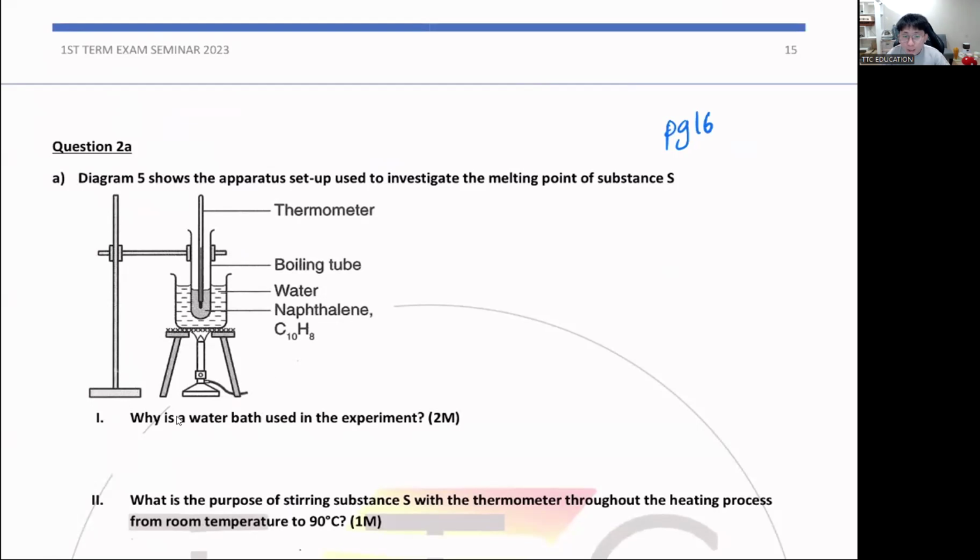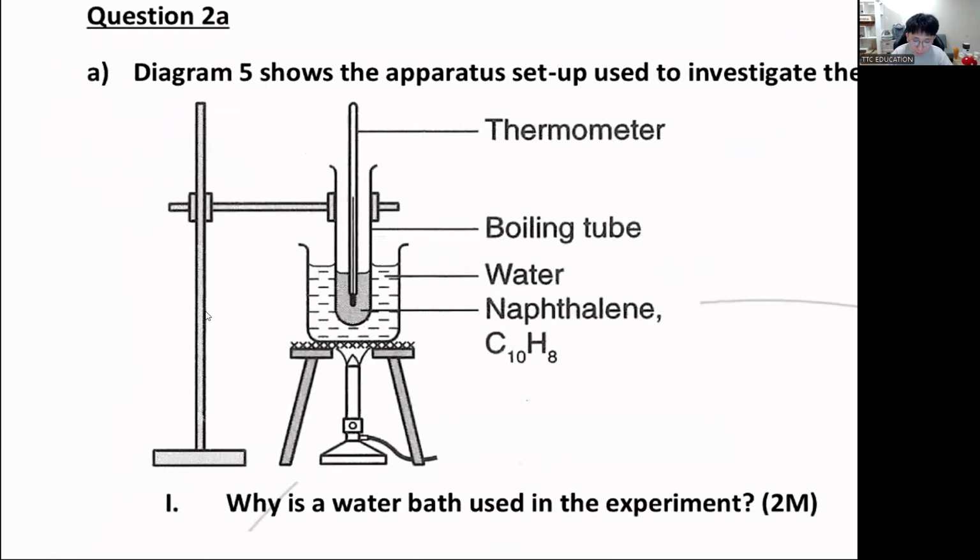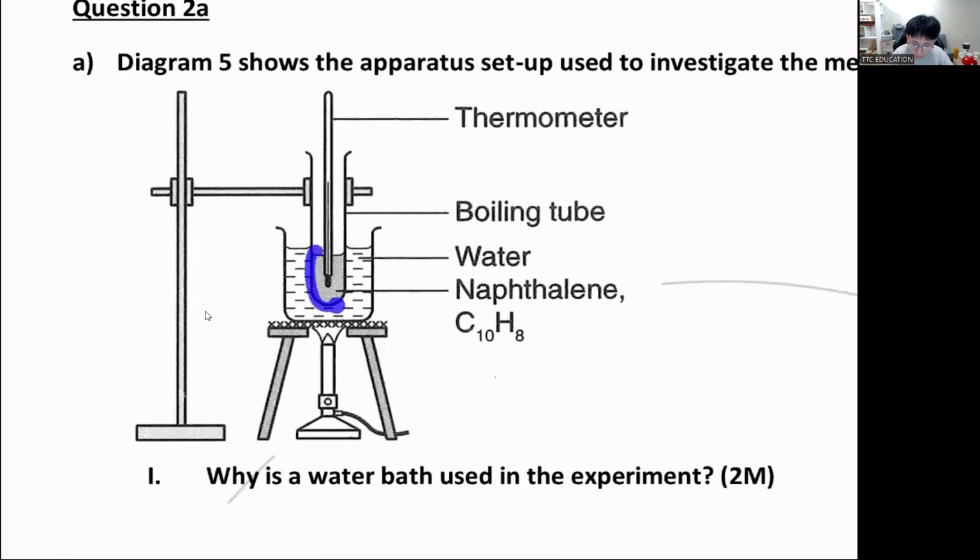They ask you, why is a water bath used in the experiment? So guys, what is a water bath? If you heat the naphthalene directly, it will never get the heat evenly. Why? Because the bottom part will heat up first, then the bottom part melts first. This is not what you want. It's unfair. What I want is for the whole thing to get the heat evenly and melt at the same time. So the water bath helps you do that.